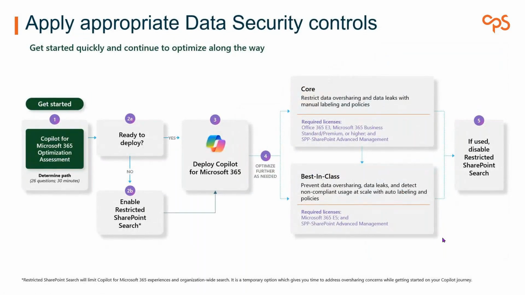What you then need to do is apply appropriate data security controls. A lot of organizations usually ask, do we need to do data loss prevention, sensitivity labels? Do we need to implement all of this before we turn on Copilot? The answer is no, you don't. And with many other organizations, we have done this starting point, which is just a quick check on your tenant, an optimization assessment.